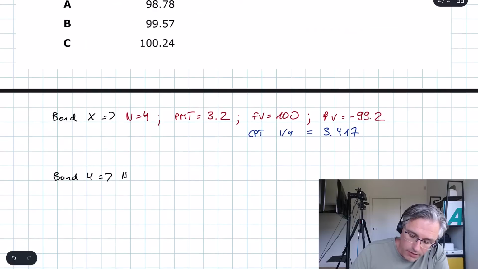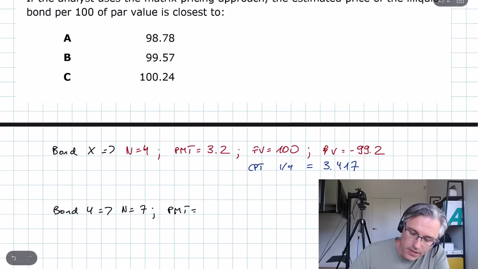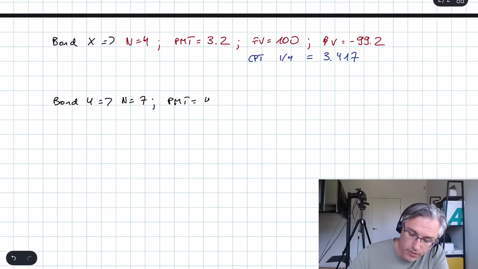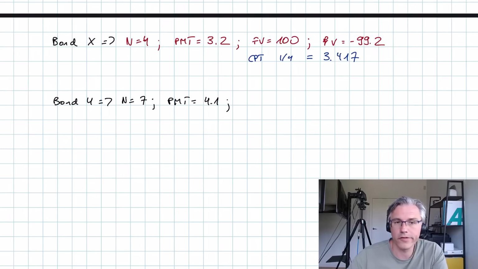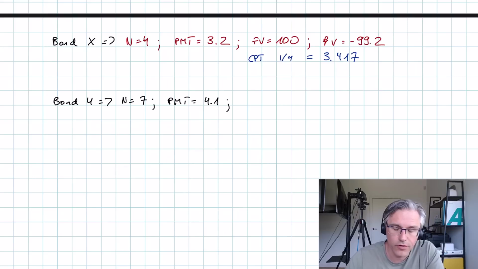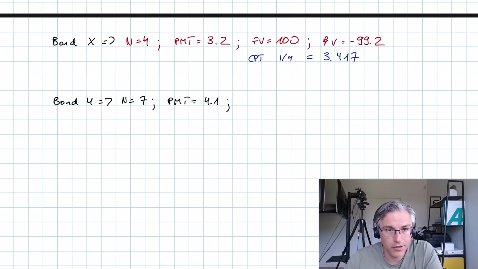So let me write out the data. N equals 7. PMT in this case is going to be the annual coupon of 4.1. Of course, if we were told the coupons were semi-annual, you'd have to take that coupon, divide by 2, but double the number of periods for N. FV and PV would not be touched, but the result would be an I over Y, a yield that you'd have to double up to get it up to an annual basis.